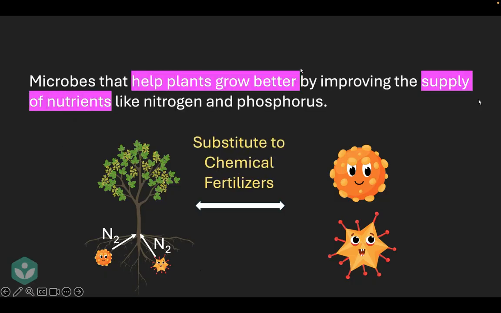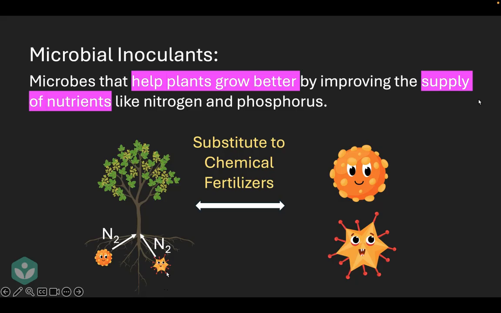Microbes that help plants grow better by improving the supply of nutrients like nitrogen and phosphorus are called microbial inoculants. Sounds fancy, but we're actually talking about these microorganisms which are giving nitrogen and phosphorus to the tree or the plant, right?